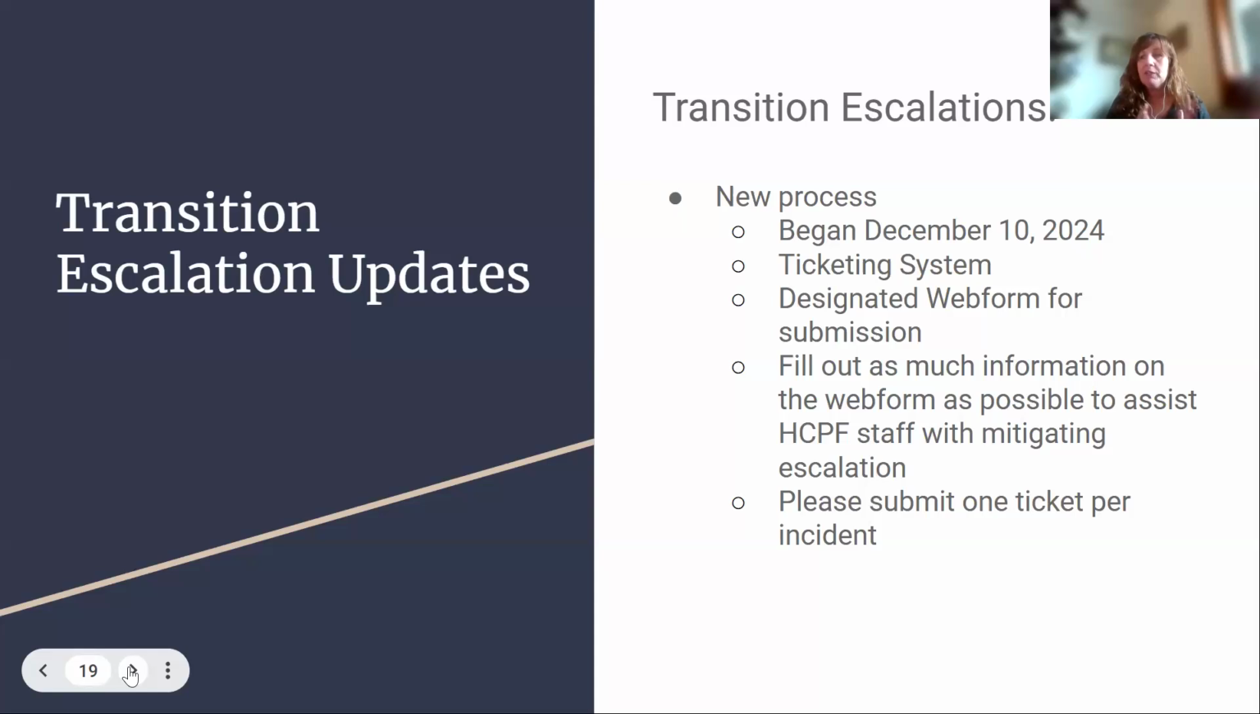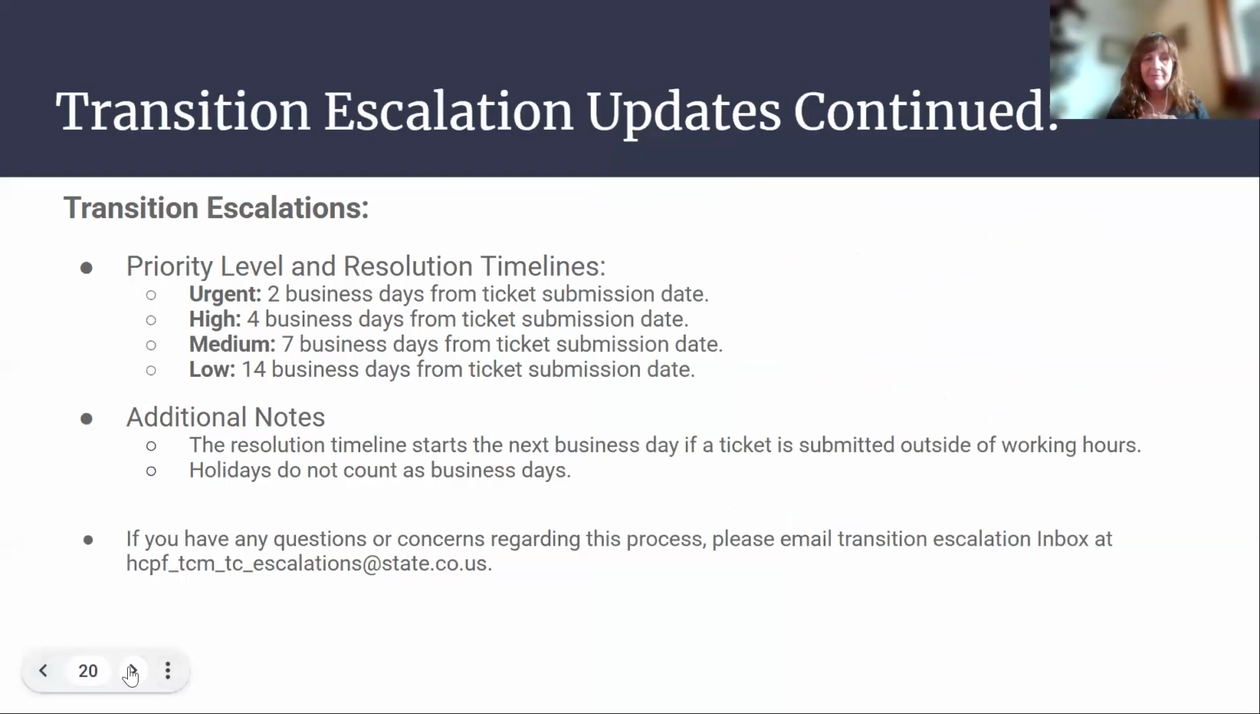The web form is really easy to use. Fill out as much as you can put in there. Next slide, please. And I also forgot to mention, just submit one ticket per incident or issue so that it makes it easier to track. Someone on our team then assigns it to the appropriate person to address that need.